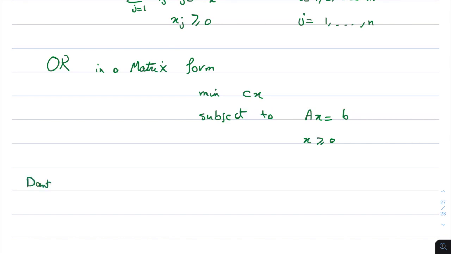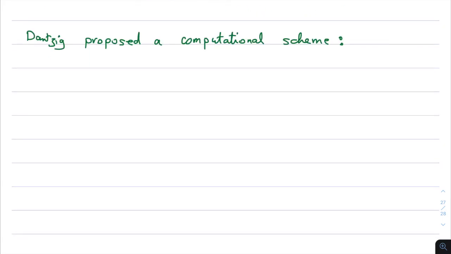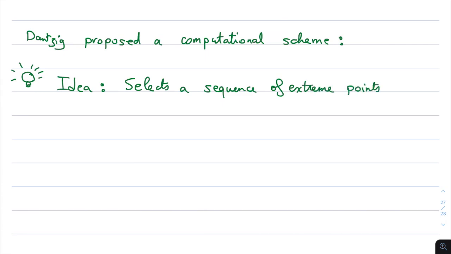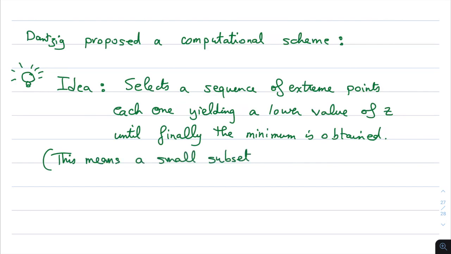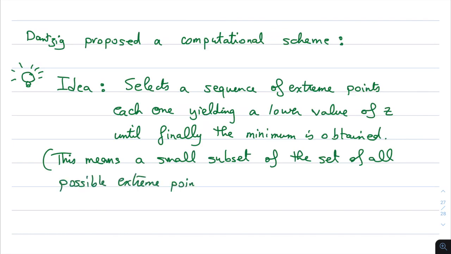Dantzig proposed a computational scheme. This is the idea. We select a sequence of extreme points, as we saw in the previous video, each one giving a lower value of z, until finally the minimum is obtained. This means a small subset of the set of all possible extreme points is used.